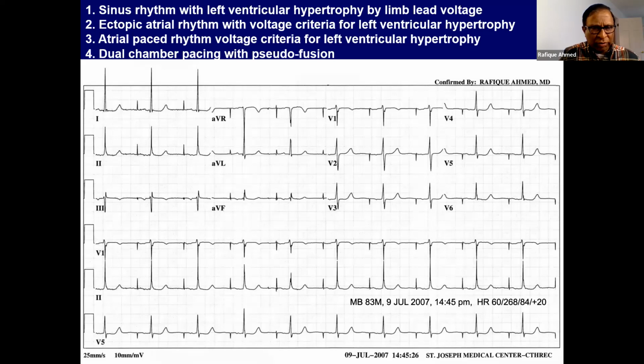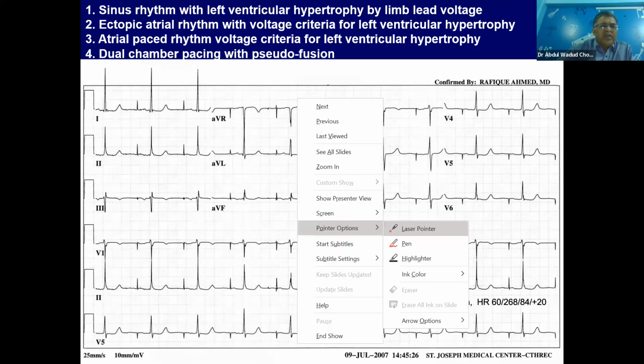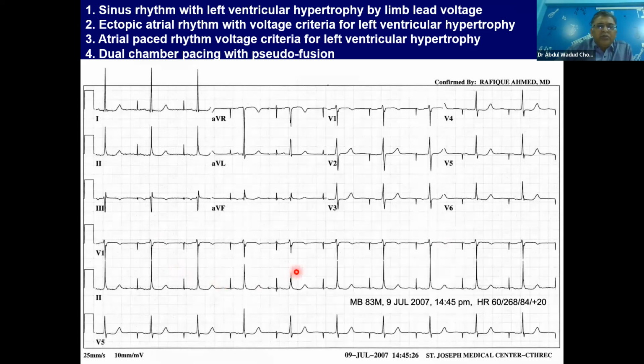So I'll talk about it. If you look at the rhythm strip at the bottom, whether it's only atrial paced rhythm and voltage criteria, and by voltage criteria, look at this. With V5 or V6, it doesn't fulfill the voltage criteria.